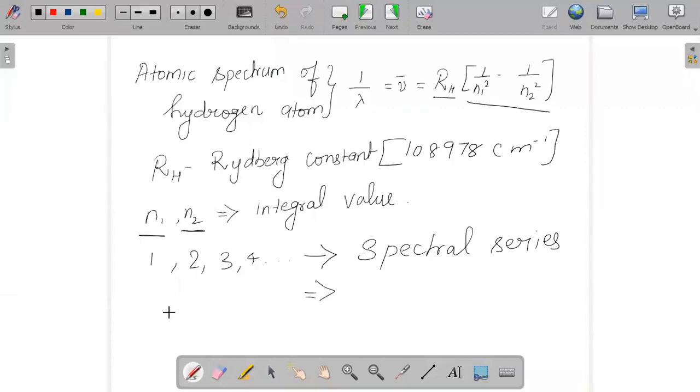In a similar way, if I say n1 value is equal to 2 and your n2 value takes up 3, 4, 5 and so on, when you calculate this spectral series, you will come to a conclusion that the name it is given is Balmer series. Similarly, you can calculate for the other series, Paschen, Brackett, Pfund. You will be able to calculate that.